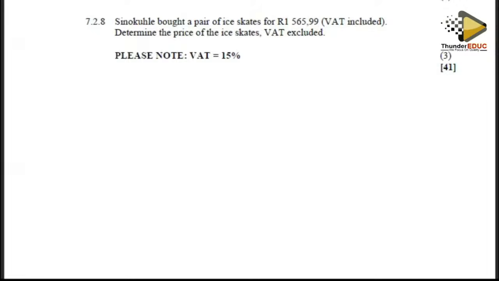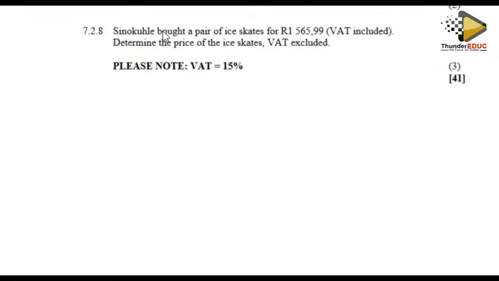This is done in 2 sections. I'm going to show you right now. The person bought the ice skates for this much money, which is 1,565 rands 99 cents, including VAT. Now they want us to determine the price of the items, which are the ice skating items. The money is here. This includes VAT. But now they want us to exclude VAT. How are we going to do this?